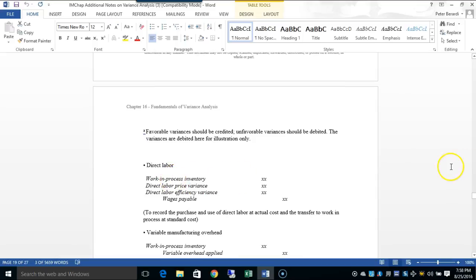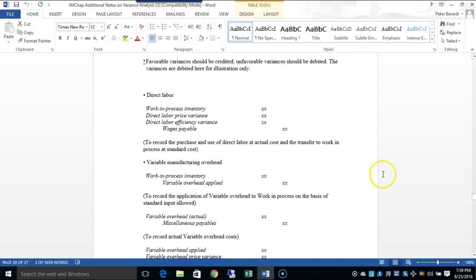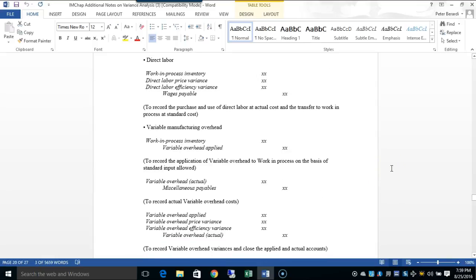Direct labor. You would debit work in process inventory for your flexible budget amount. You would credit wages payable for the actual amount, and direct labor price variance and direct labor efficiency variance would also be debited or credited based on whether they were unfavorable or favorable. Variable manufacturing overhead is 2 steps. You would debit work in process inventory by the variable overhead applied, which is your flexible budget, and then variable overhead actually incurred would go to variable overhead actual or control, and credit your miscellaneous payables.